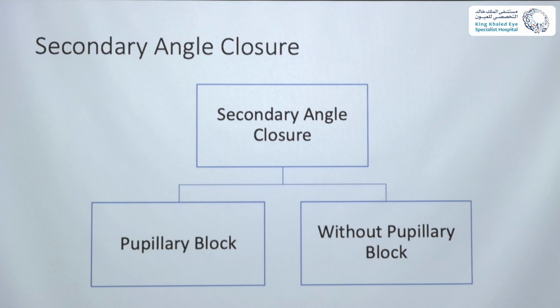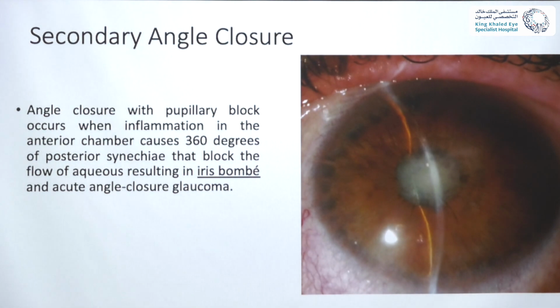The secondary angle closure mechanism can be either accompanied with a pupillary block picture or a non-pupillary block presentation. This is a photo showing what exactly? What are we seeing here? Extensive posterior synechiae, right? It's reaching 360 degrees all over, and therefore you would have the iris bombé figure, which is the diagnosis of acute attacks or acute angle closure attacks.